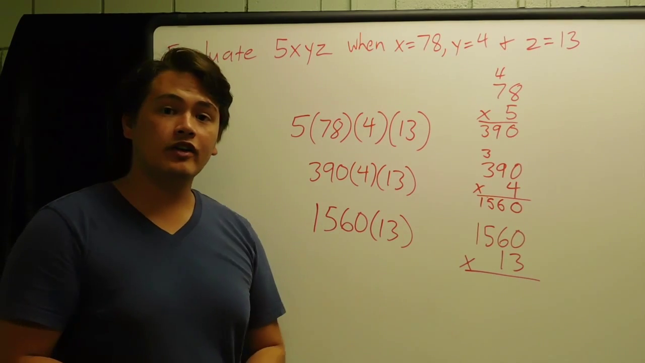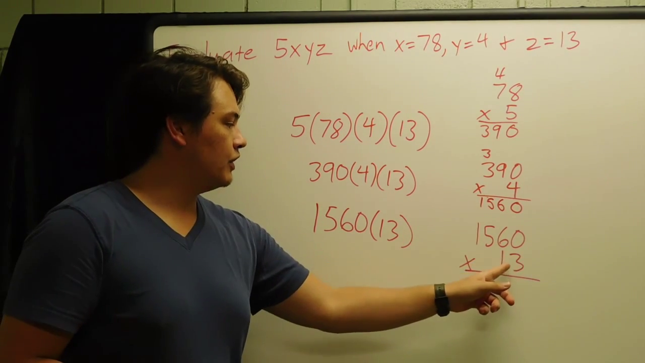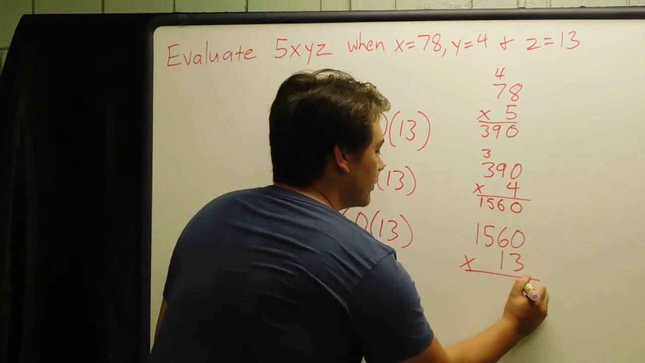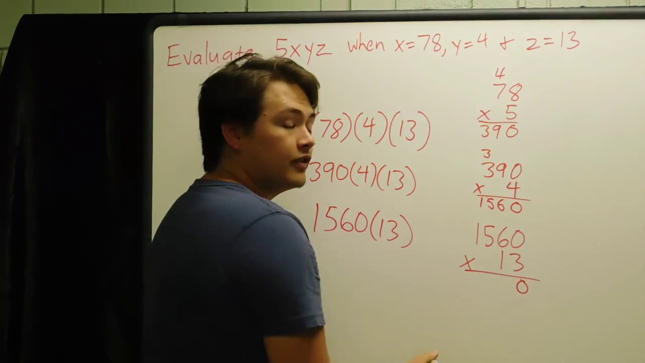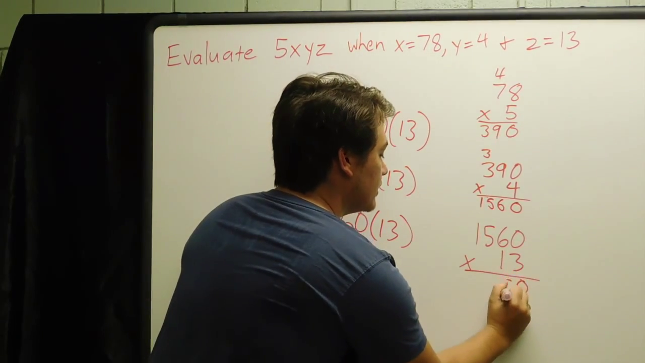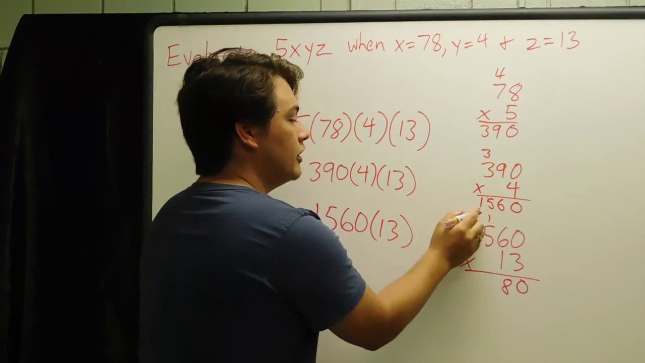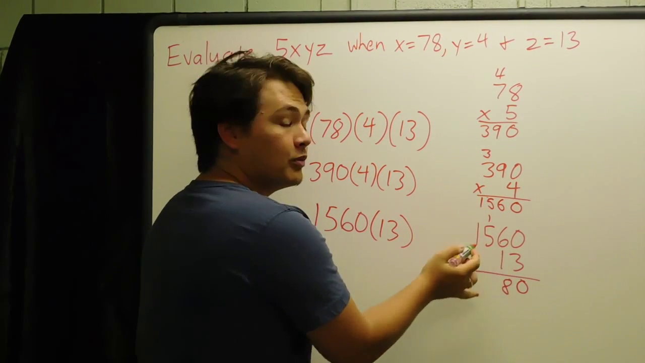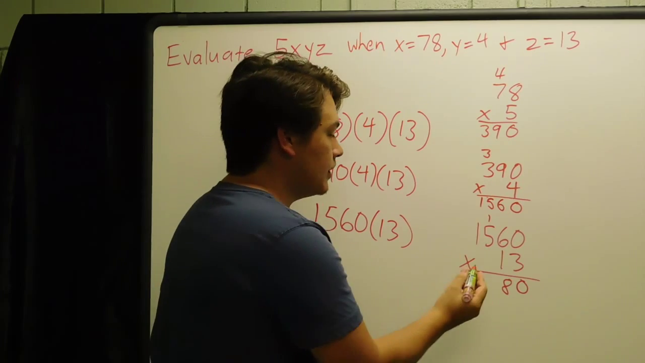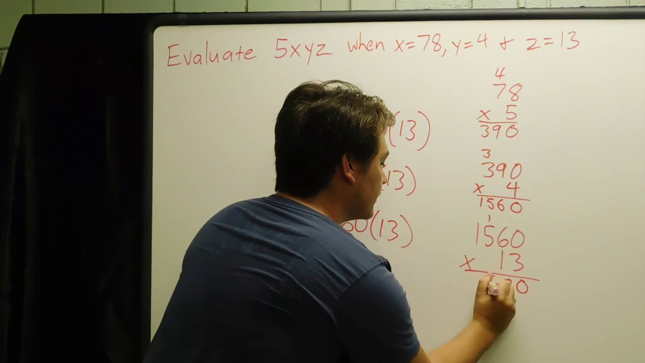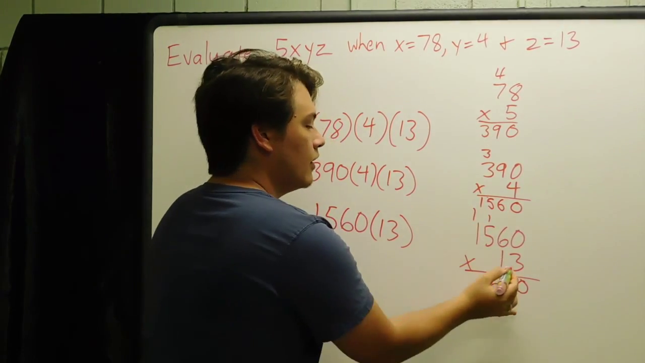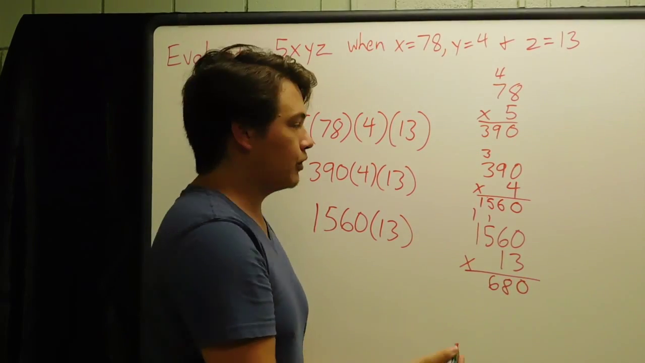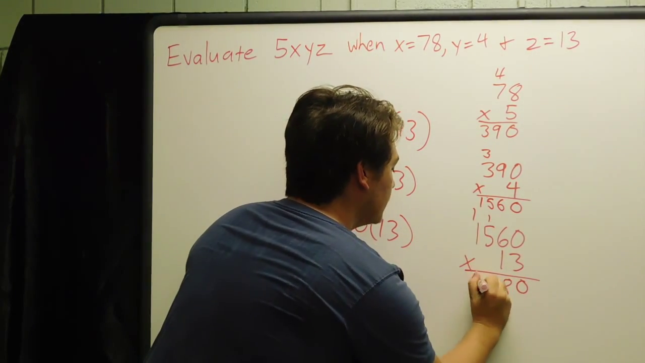So now that we have it lined up, let's multiply. 3 times 0 is going to give us 0. 3 times 6 is going to give us 18. And 1 up here. 3 times 5 is going to give us 15, plus 1 is going to give us 16. 3 times 1 is going to give us 3, plus 1 is going to give us 4.